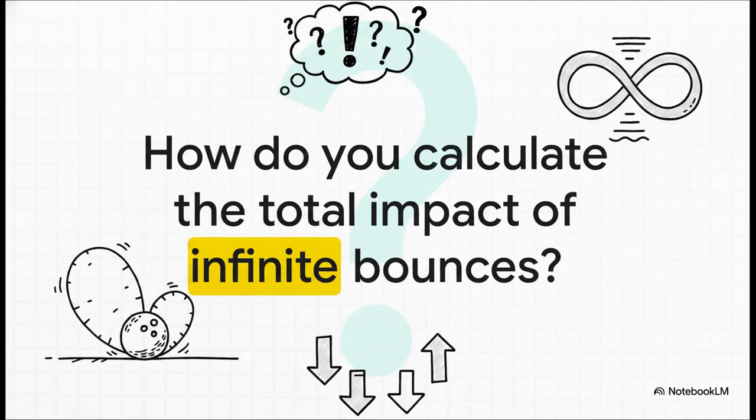So right away, that's the big question, isn't it? How on earth do you add up the effect of an infinite number of bounces and get a real finite number? It sounds totally impossible, like the answer should just be infinity. But as you're about to see, there's a really elegant way to handle it.